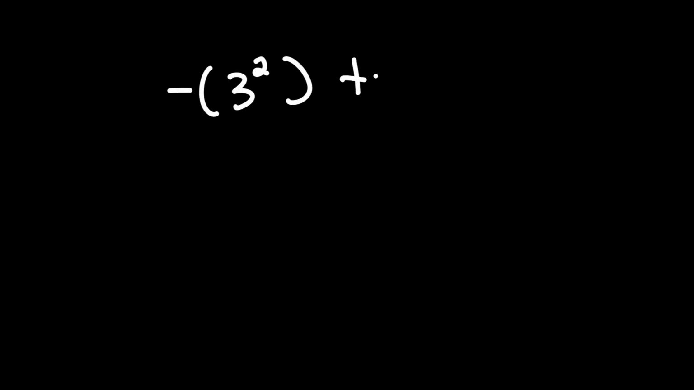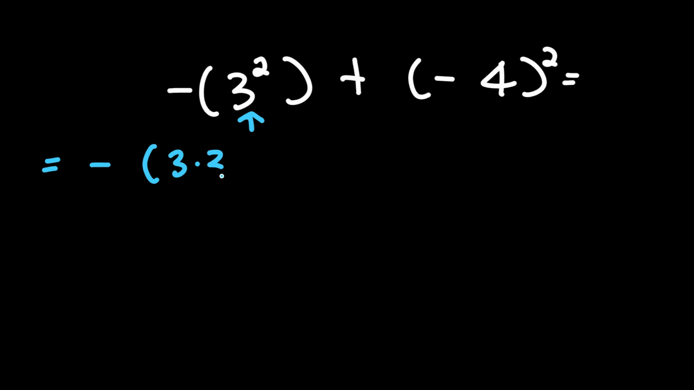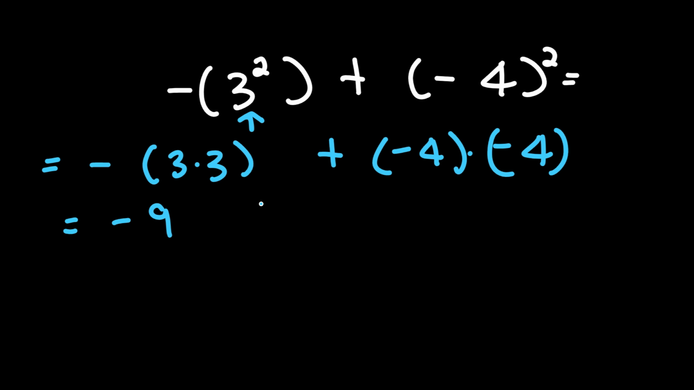So, the following problem: negative 3 squared without parentheses, and negative 4 squared in parentheses. But look at the first one. The square is not inside the parentheses. So what are you going to do? Let's leave the negative outside, because as you see, that negative is outside, and multiply 3 times 3, so that will be negative 9. Now let's bring down the positive sign, so let's multiply negative 4 and negative 4. A negative times a negative gives you positive 16, and let's subtract, that will give you positive 7.